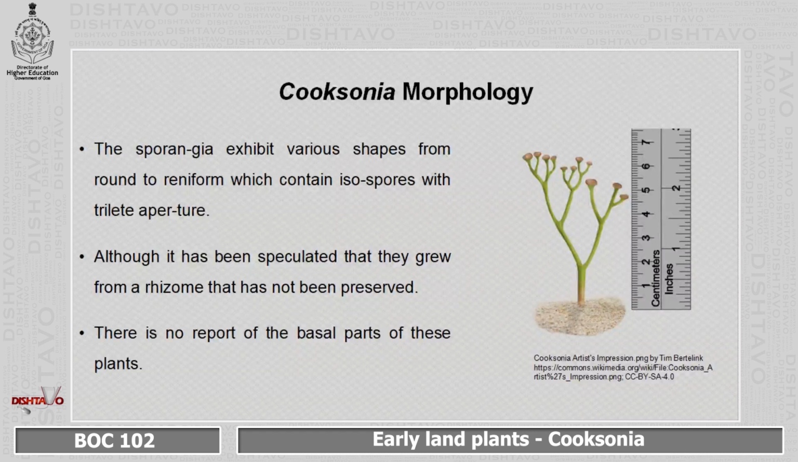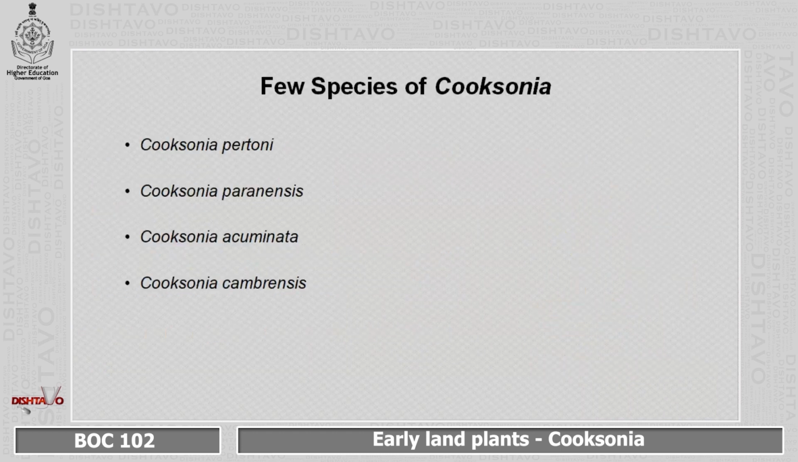Although it has been speculated that it grew from a rhizome, the rhizome has not been preserved. There is no report of the basal parts of this plant. A few known species of Cooksonia are Cooksonia burtoni, Cooksonia paranensis, Cooksonia acuminata and Cooksonia cambrensis.